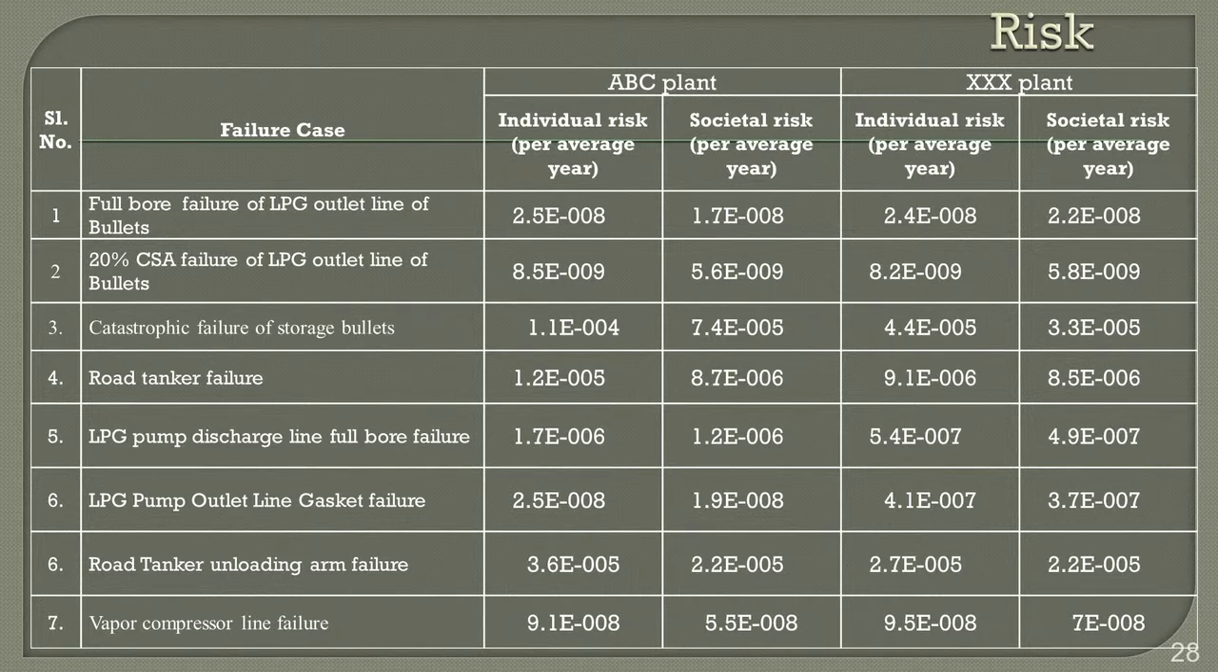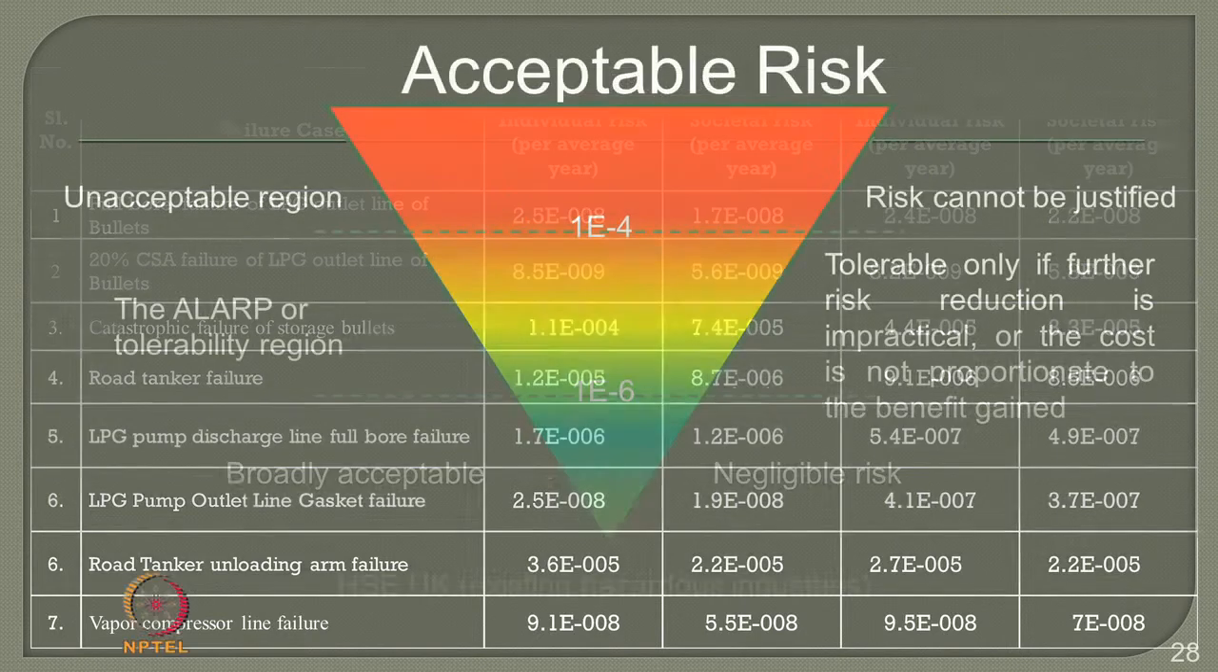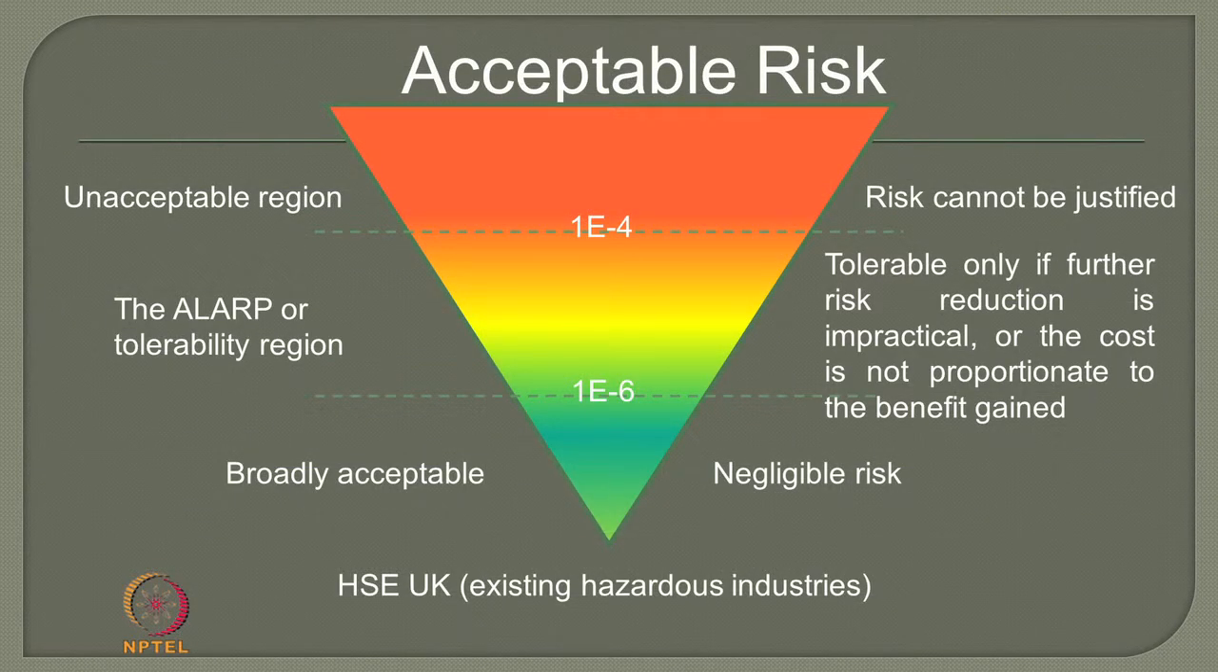So, these are the results in terms of risk assessment done for the plant. Now, I compare this with the acceptable level as given by the Norwegian Petroleum Safety Directorate. In this example, we have compared the results with that of HSE UK for existing hazardous industries. Then I know what is the acceptable region, what is the alarm region, and what is the unacceptable region in terms of the risk value. If my risk number lies in any one of these regions of this triangle, then I will categorically qualify them as broadly acceptable or alarm region or unacceptable region.